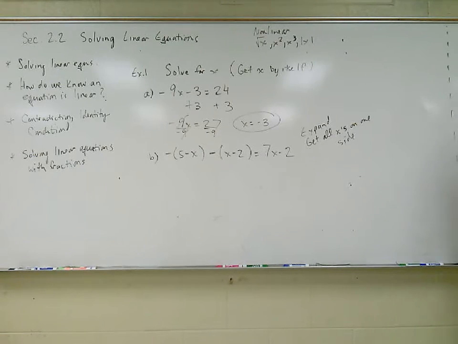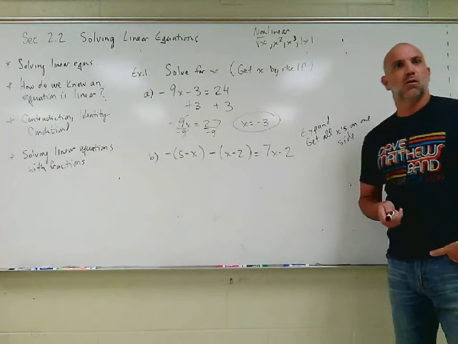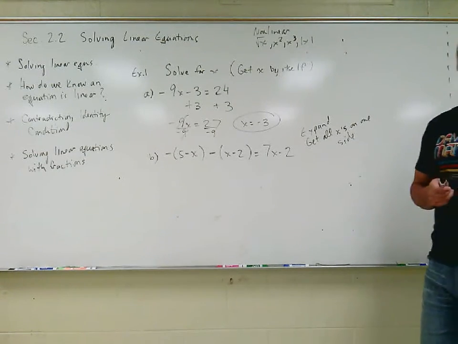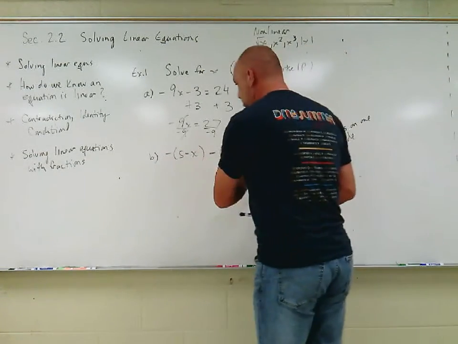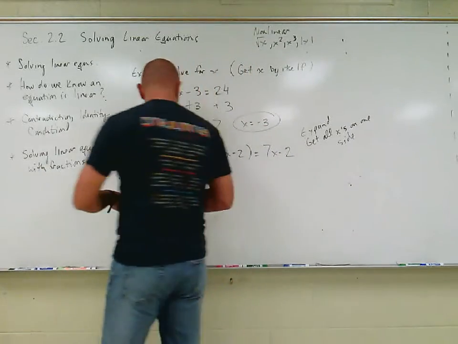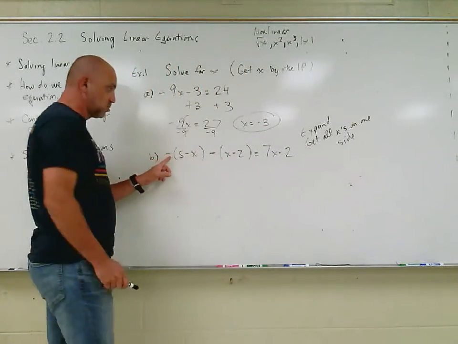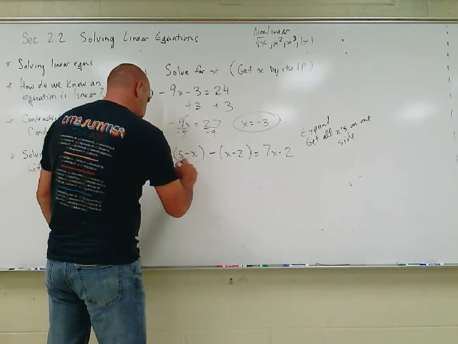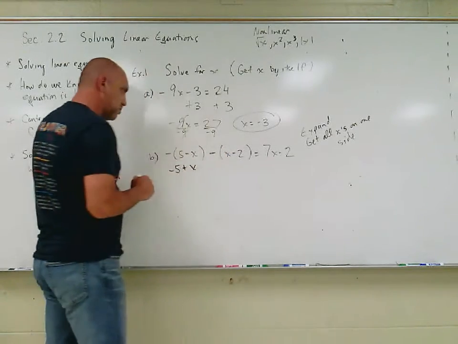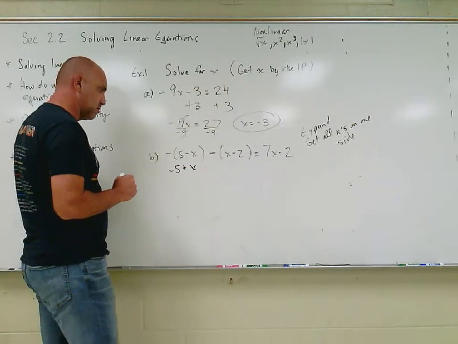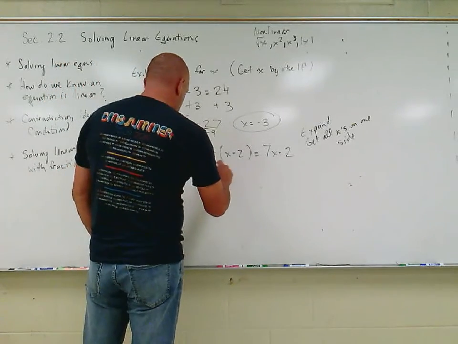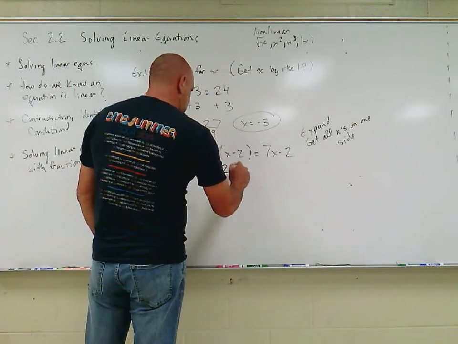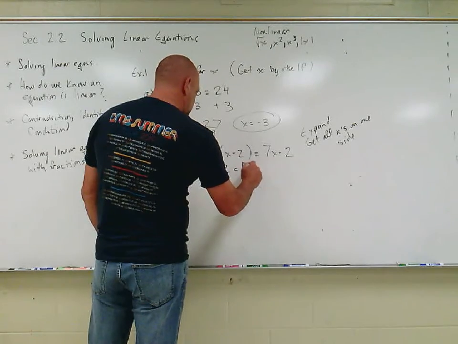So, let's look at this. Let's go step by step. So, my first hint was to do what? Expand. Expand means get rid of these parentheses, distribute with any distribution we can do. So if I distribute the negative here, it becomes what? Negative 5 plus x. And then here, if we distribute the negative, it becomes what? Negative x. All right. And then we have equals, and then we got 7x minus 2.